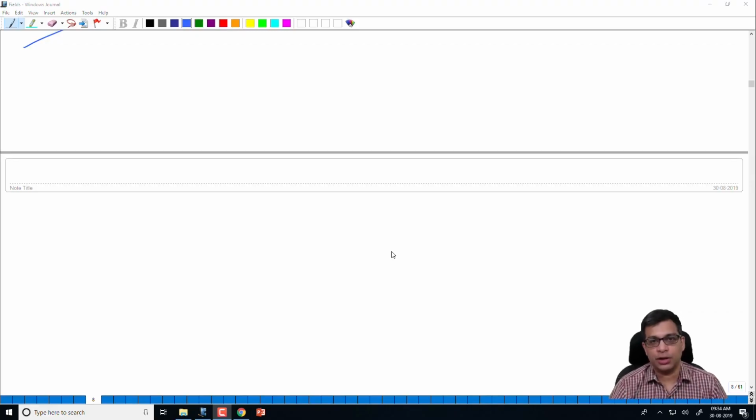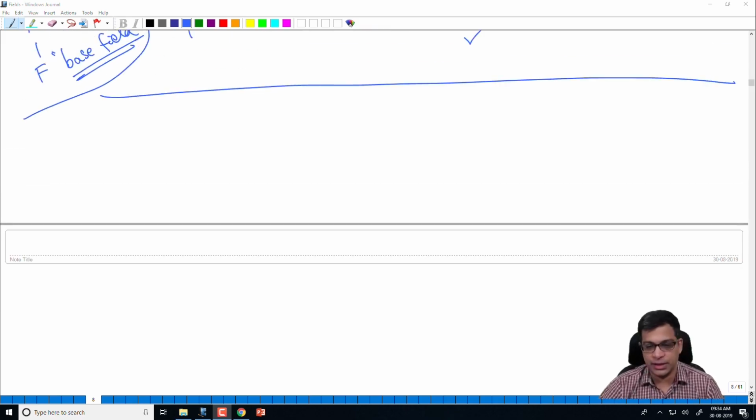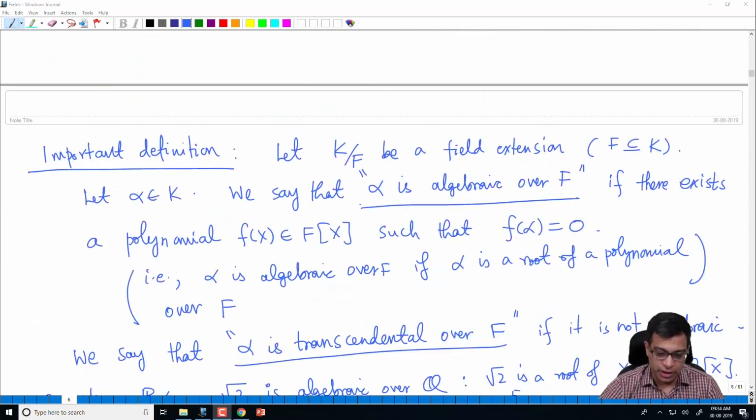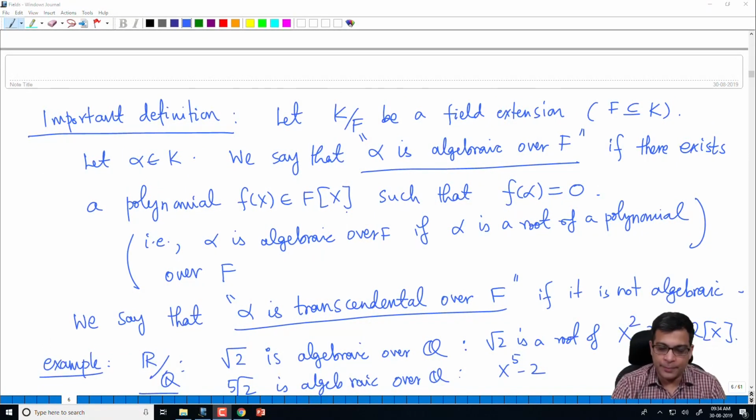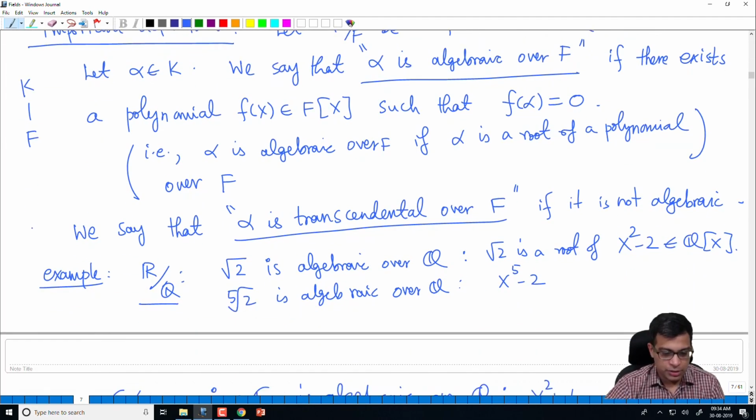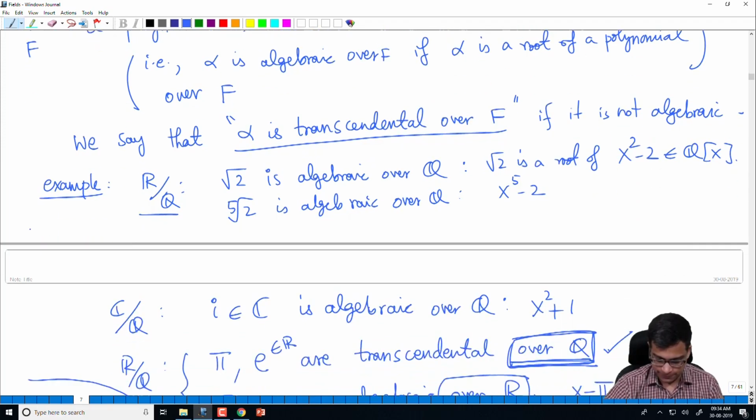Let's continue now. In the last video we started talking about fields. After defining field extensions, which is the main object that we are going to study, we discussed when an element is algebraic or transcendental. We say that an element of capital K, which is the bigger field, where F is the smaller field, is algebraic if there is a polynomial over F which is satisfied by alpha, and if there is no such polynomial we say that it's transcendental.